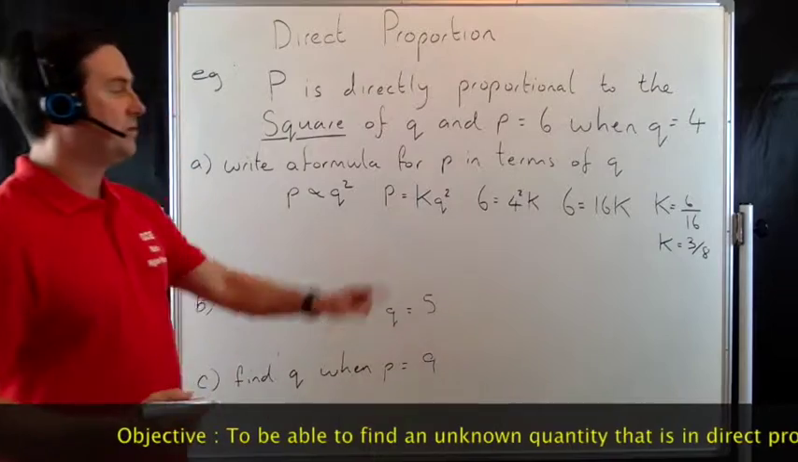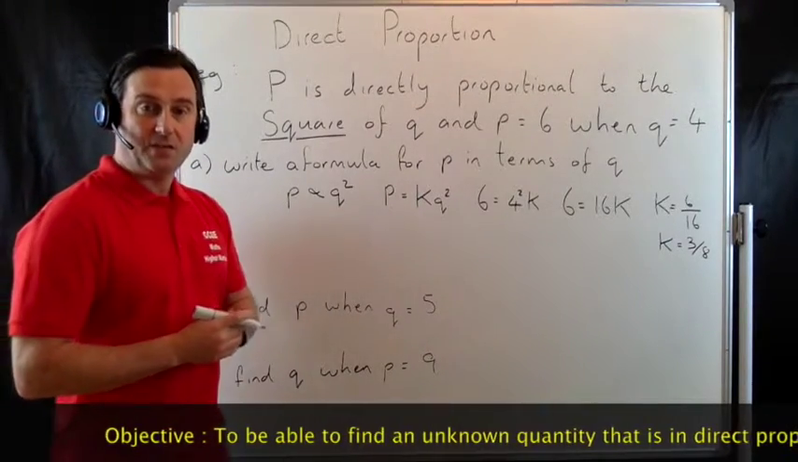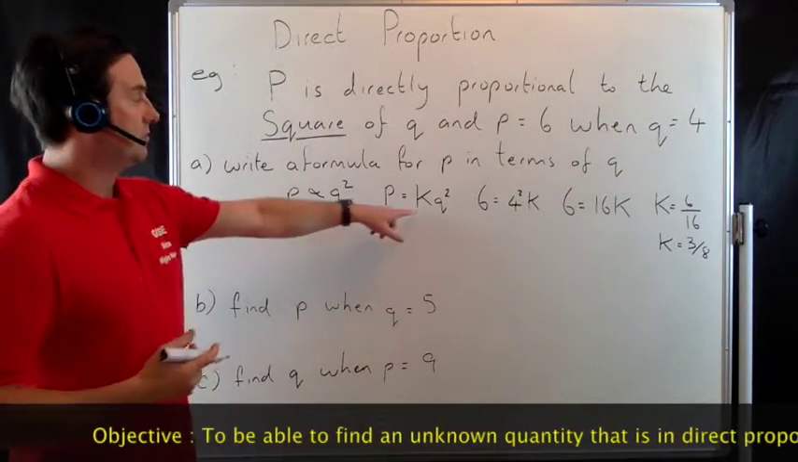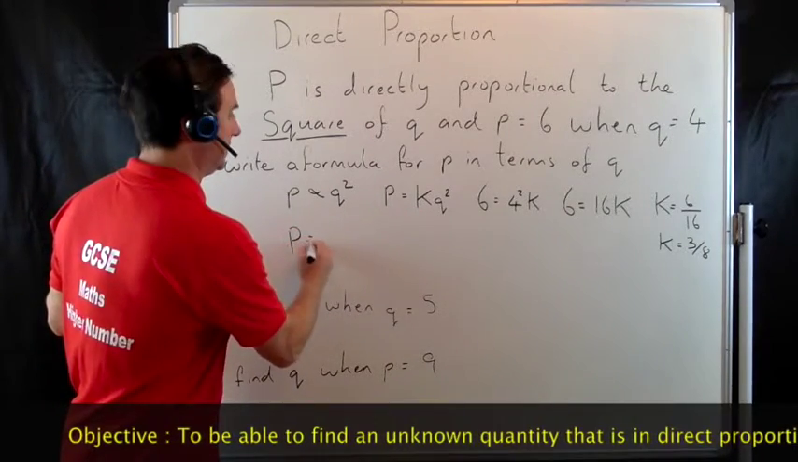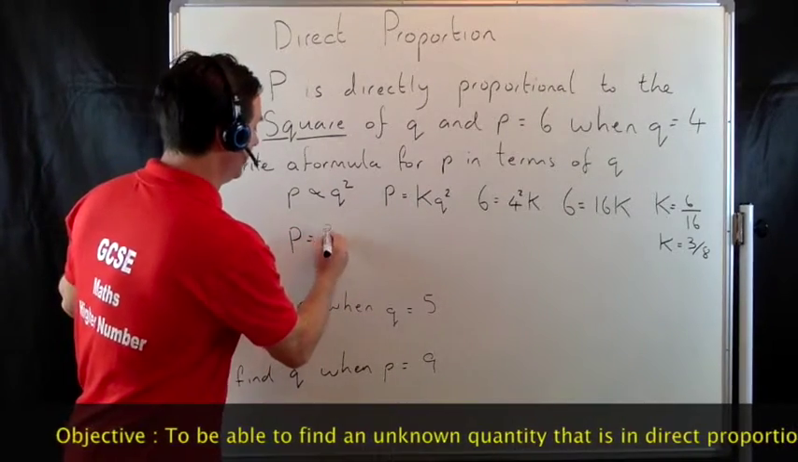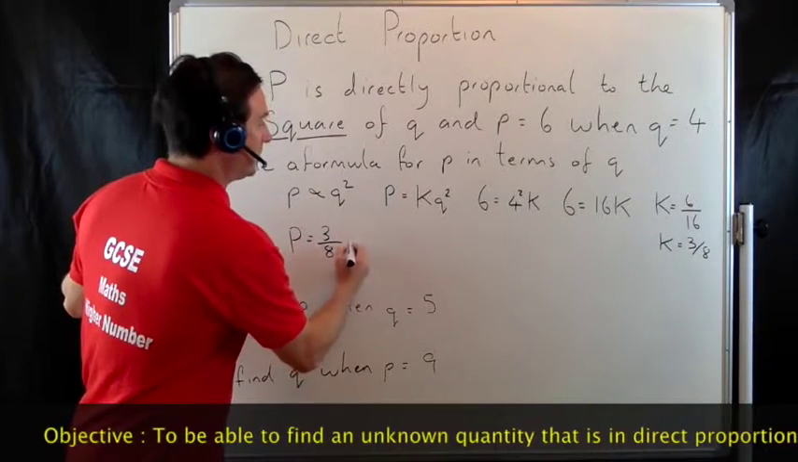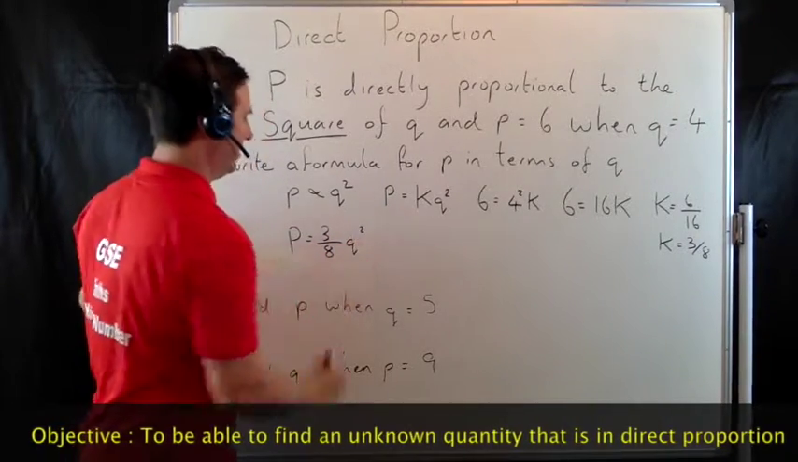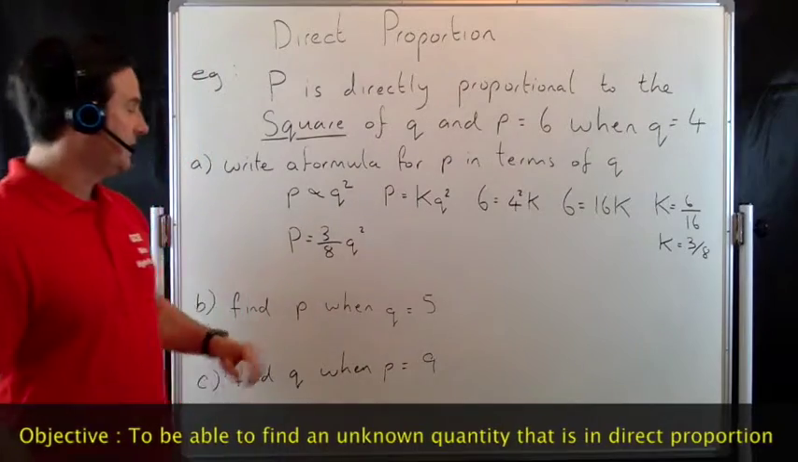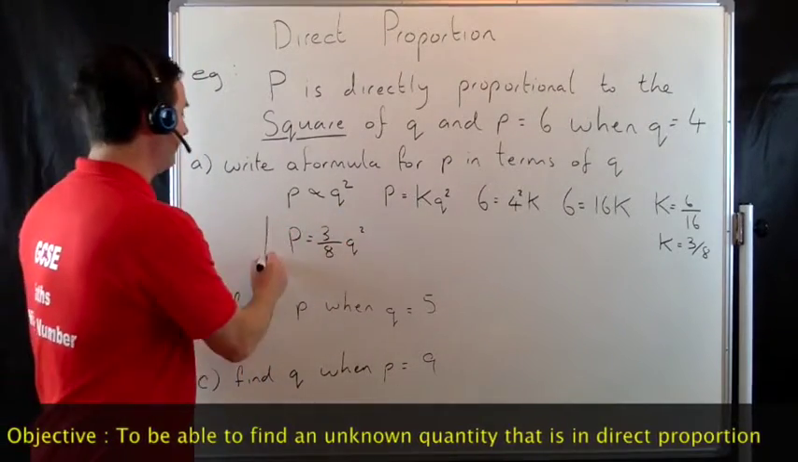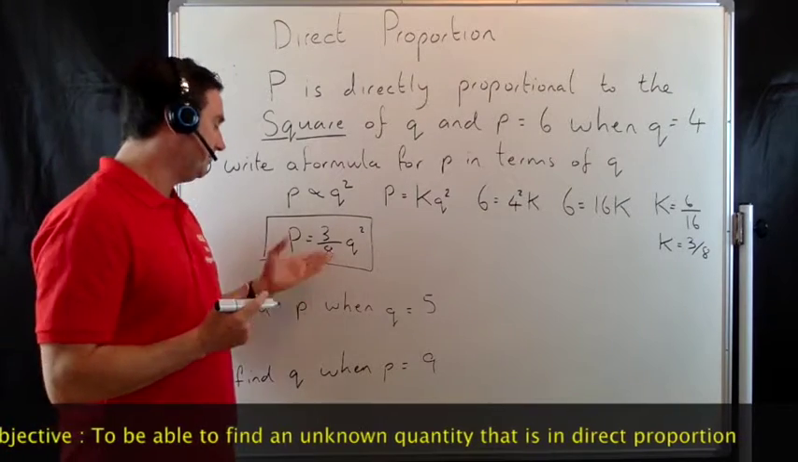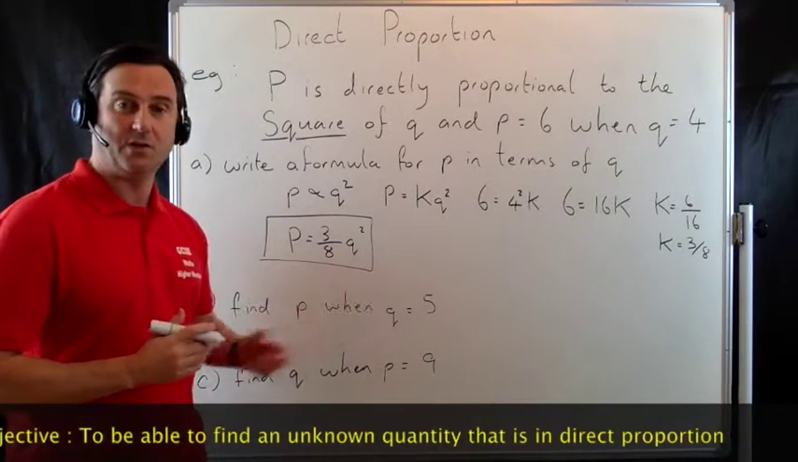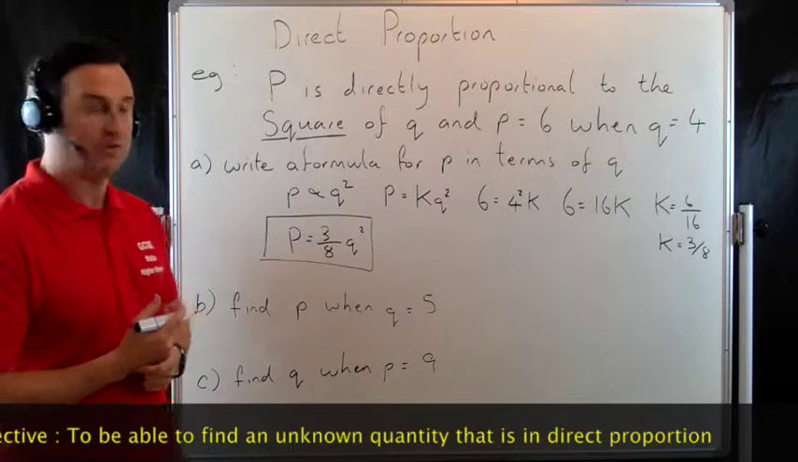Now all that's left to do is to replace our value for K that we've just found out into our formula. So P is equal to K, which is 3/8, multiplied by Q squared. Remember, once we've got the formula, it's very easy to work out the other two parts of the question.